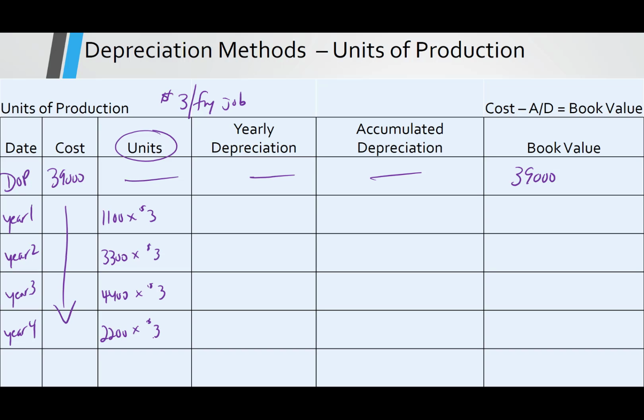Our accumulated depreciation, obviously we didn't have any from our first year, so we just have the 3,300. And remember, we'll still figure out the book value the same way: cost minus accumulated depreciation equals book value. Notice that we're at 35,700 at the end of the first year. Now, our yearly depreciation will change for year 2. We take the 3,300 times the $3, and that comes out to be 9,900. To get the accumulated depreciation, we take 3,300 plus the 9,900, which equals 13,200. And we are at 25,800 for the book value because we took 39,000 minus 13,200 equals 25,800.